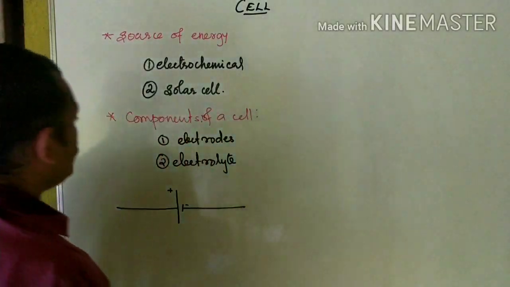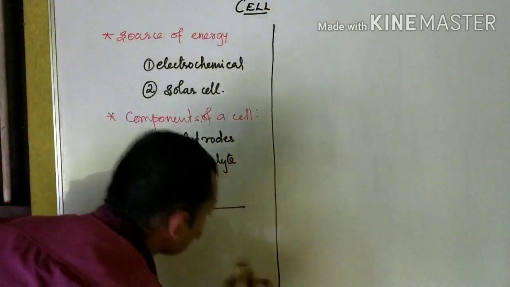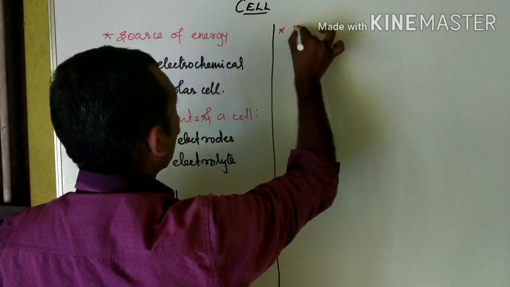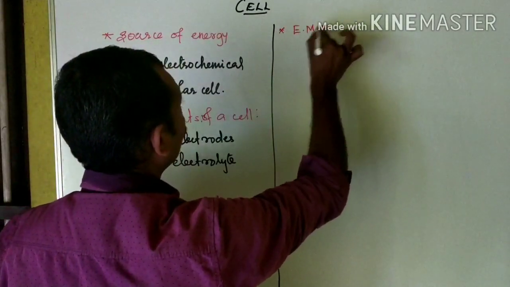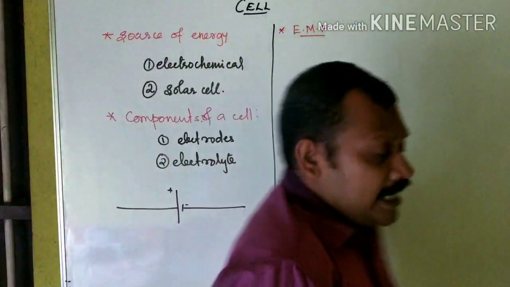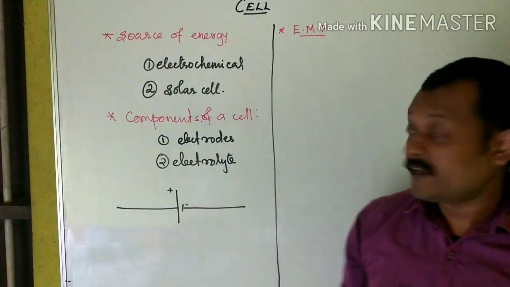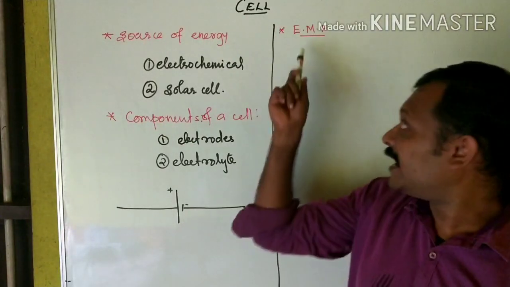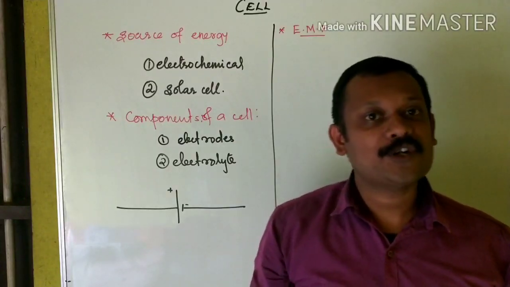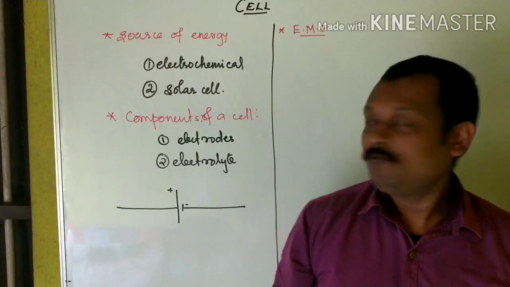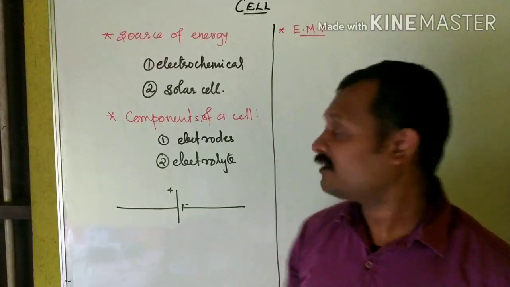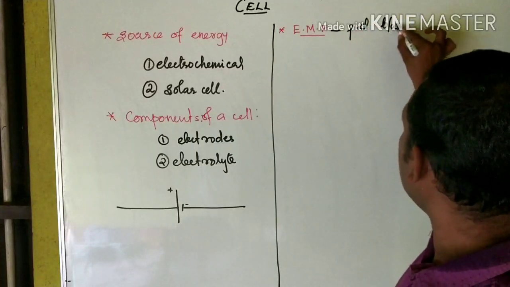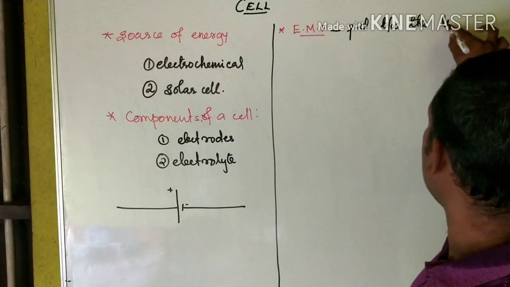Okay, now we have to study some important terms associated with a cell. The first term we are going to discuss is EMF. What do you mean by EMF of a cell? EMF, electromotive force, but it is not a force. Although we say electromotive force, it is not a force. What do you mean by EMF of a cell? It is the potential difference between the terminals of a cell.